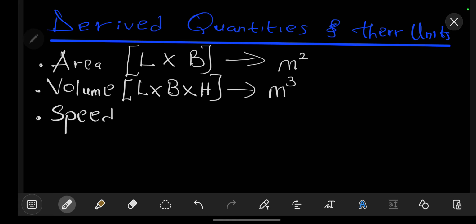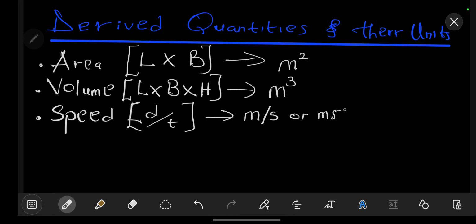Alright, speed. The formula for speed is distance all over time. As the formula for speed, distance all over time, and the unit for speed is meter per second. So you can write it like this, or you can write it like this. That is because this second carries an invisible one, and when this invisible one comes to the numerator, it turns from positive to negative. Alright, so that's by the way.